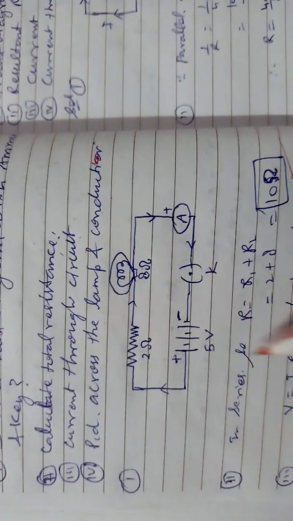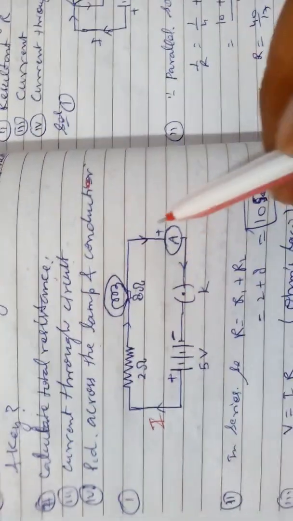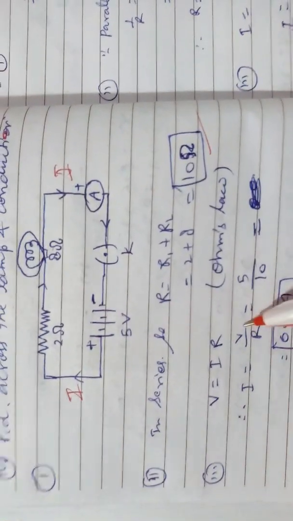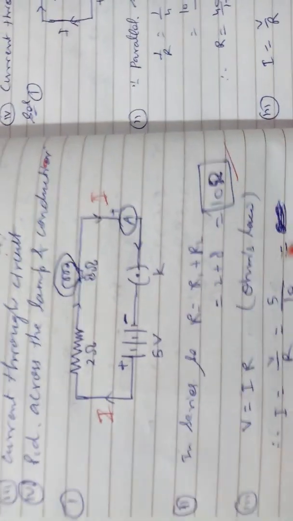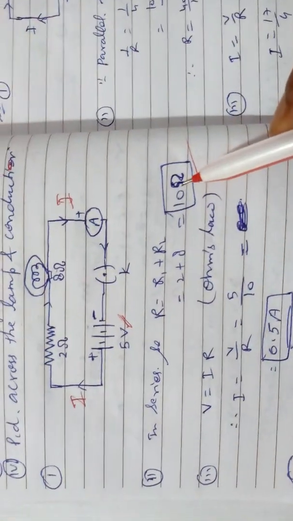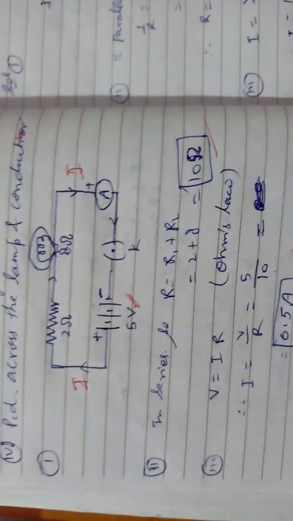Ohm's law, V is equal to IR. Resultant current, here current I is flowing. So V is equal to IR, I is equal to V upon R. V you have calculated, given here 5 volt, and R is resultant 10. So 5 upon 10, 0.5 ampere current is flowing in this.